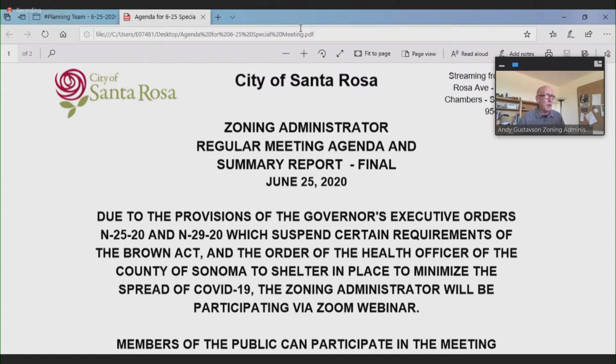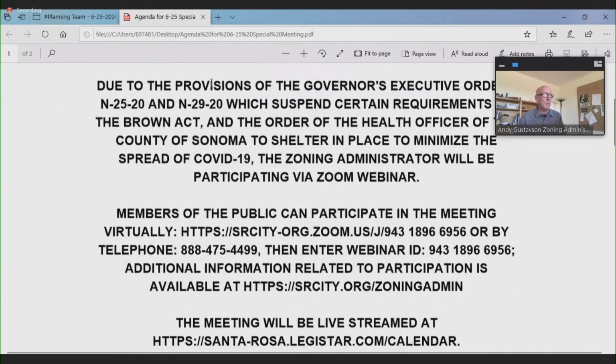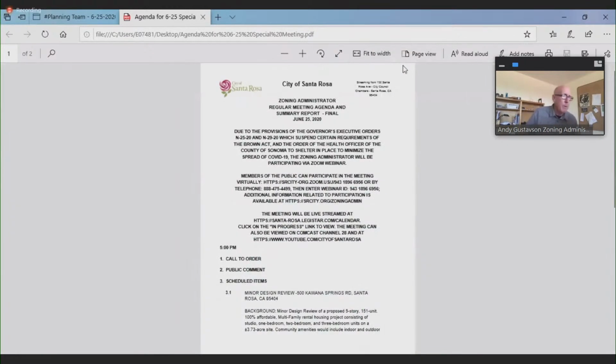Before you see the agenda, if we can get a full screen view of that page, that would be most helpful. Thank you. Yes, page view would be perfect.